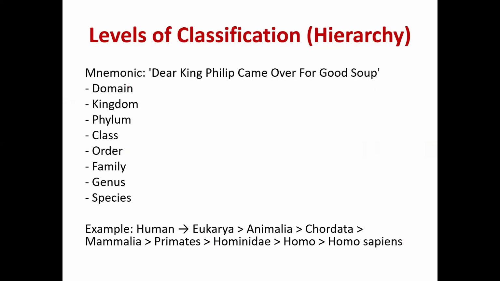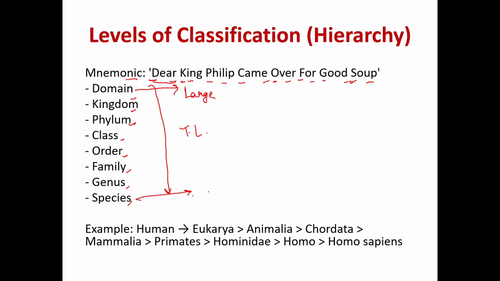Coming to the next, let's memorize it. It's a simple mnemonic to memorize each taxonomical level in sequence. The mnemonic is: Dear King Philip came over for good soup. D stands for domain, K for kingdom, P for phylum, C for class, O for order, F for family, G for genus, and S for species. The largest is the domain.